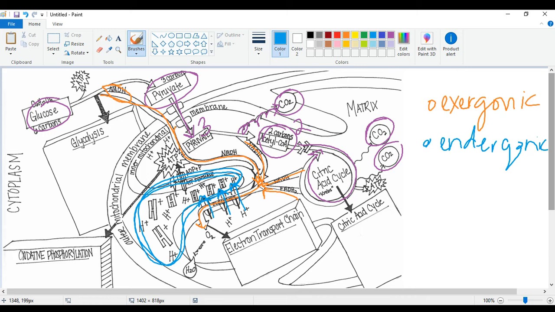Sorry, that's kind of messy. Endergonic, kind of looks like enderganic. Okay, this is an endergonic reaction.